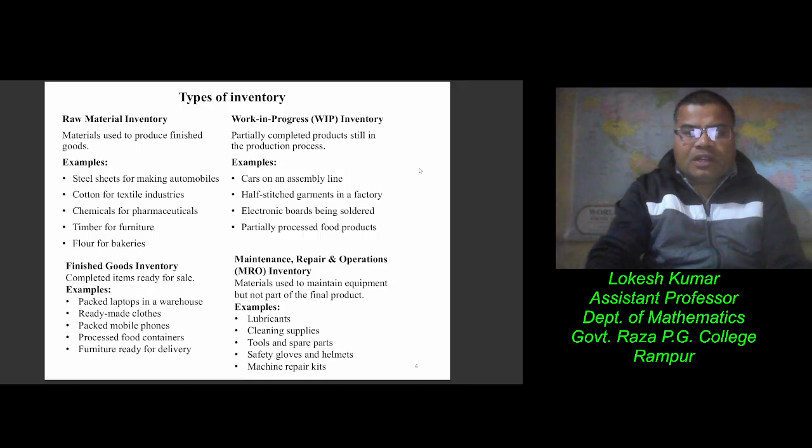Maintenance, repair, and operations, MRO inventory. Materials used to maintain equipment but not part of the final product. They are maintenance, repair, and operations inventories. For example, lubricants, cleaning supplies, tools, and spare parts, safety gloves and helmets, machine repair kits. They are MRO inventories.